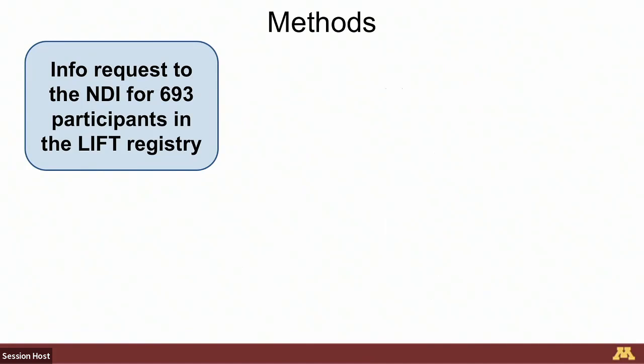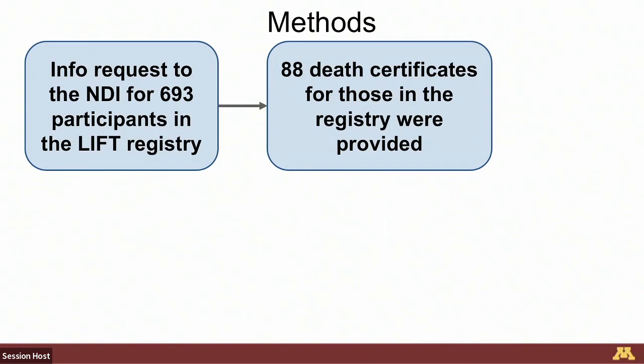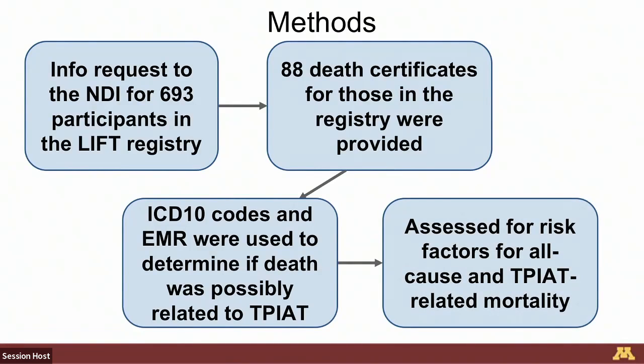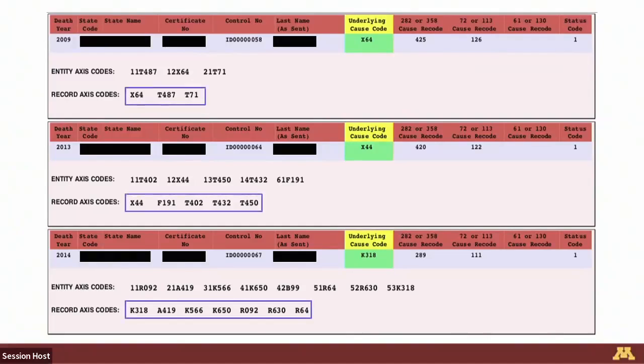We sent them the list of all 693 participants in our registry. They returned to us with 88 death certificates that included ICD-10 codes, which we were able to pair with each individual patient's EMR to determine if their death was associated with TPIAT or if it was independent. From there, we were able to extrapolate that data to find out what the risk factors for death are for this patient population. Just as a reference, this is what the data looked like as it was returned to us from the NDI. I want to highlight that the causes of death that we're taking a look at are in the green boxes. Those are the ICD-10 codes that we are using.